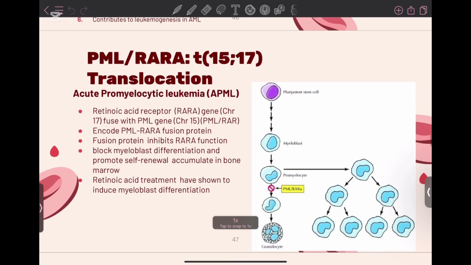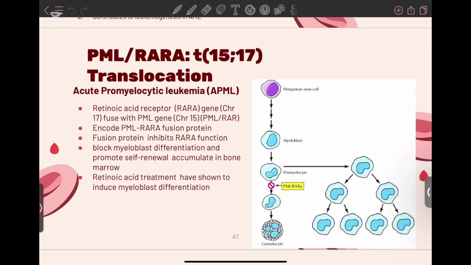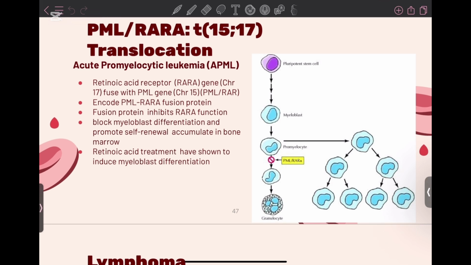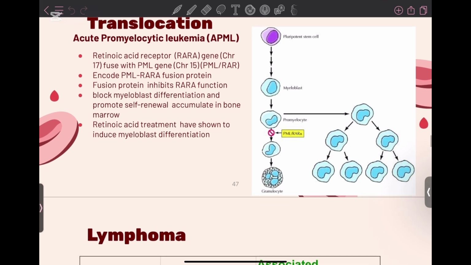Finally, we also have the PML-RARA gene. The retinoic acid receptor, also known as the RARA gene, is present on chromosome number 17. It fuses with the PML gene that's present on chromosome 15, which is going to form the PML-RARA fusion protein. This one is going to block the myeloid differentiation and promote renewable accumulation in the bone marrow. And retinoic acid treatments have been shown to induce the myeloblast differentiation.